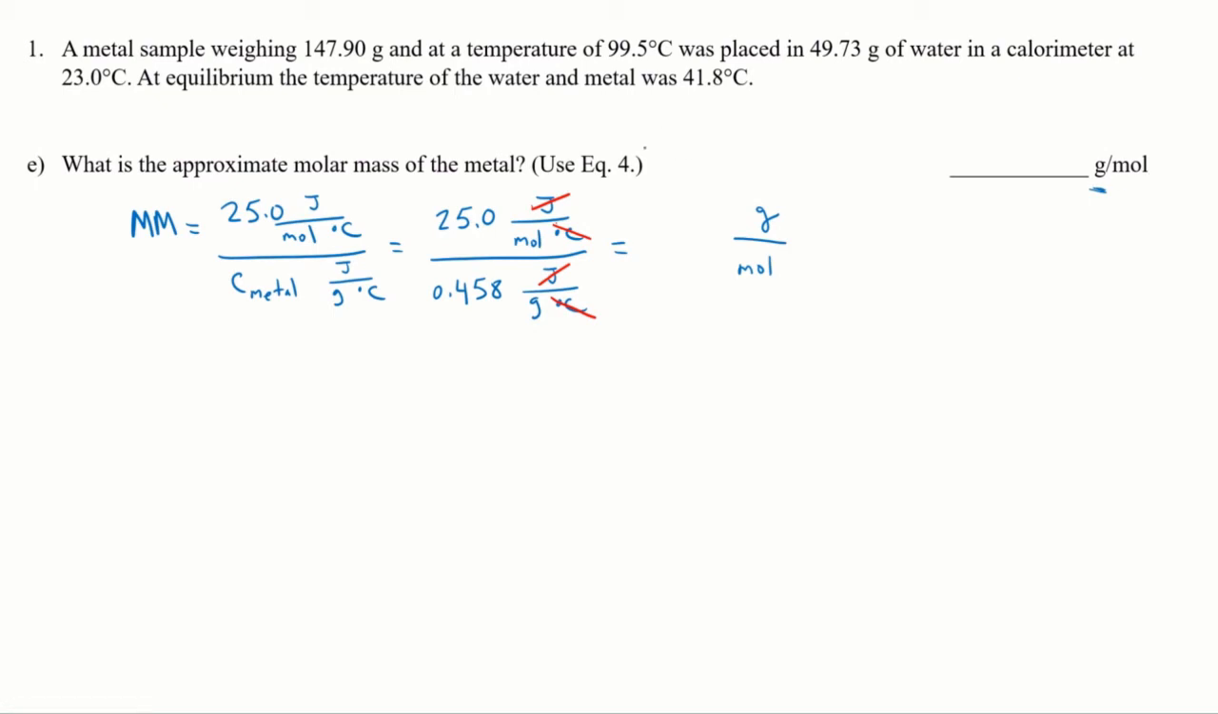Now we could do the calculation, and we are limited again to 3 significant figures, so the answer will be 54.6 grams per mole. So from this answer, we can approximate what kind of metal it is. Now it's not an exact science, because again it's an approximation, and we will get several metals that could fall into that range.